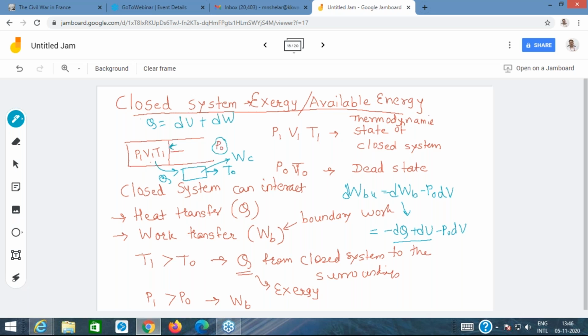Okay, in this case dq is equal to du plus dw, and this heat is rejected, so I am putting a negative sign, right? So instead of dw, which is boundary work, I put dwb is equal to minus dq. Sorry, here it would be minus dq minus du.